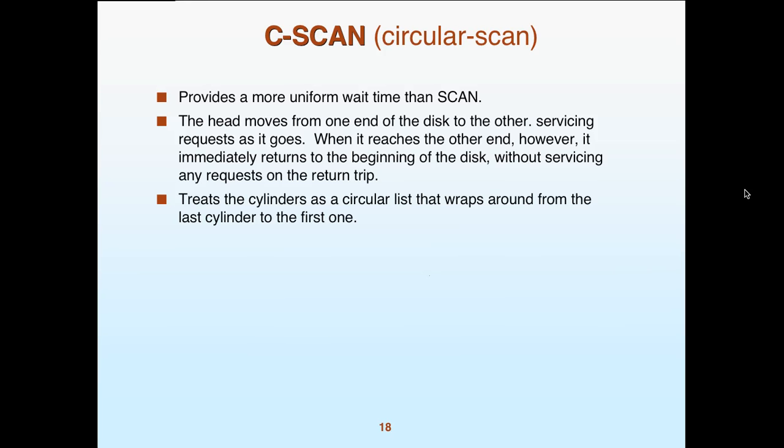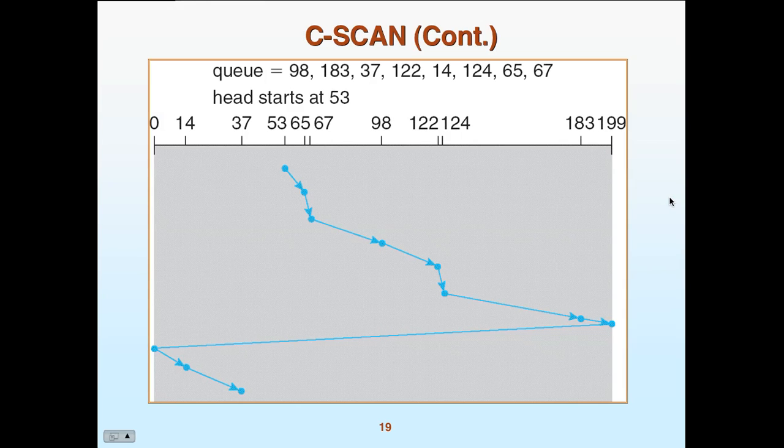It's a variation. So the head moves from one end of the disk to the other, servicing requests as it goes. When it reaches the other end, however, it immediately returns to the beginning of the disk without servicing any requests on the return trip. So it immediately goes back down, back to the beginning. It only services in one direction instead of both. So it provides a little bit faster access in some cases. It treats the cylinders as a circular list that wraps around the last cylinder to the first one.